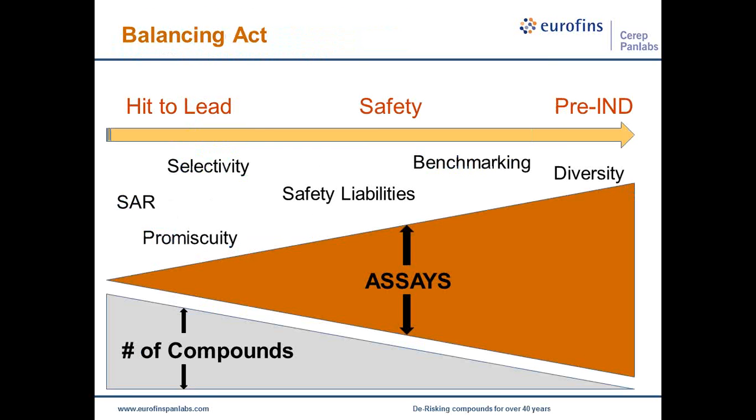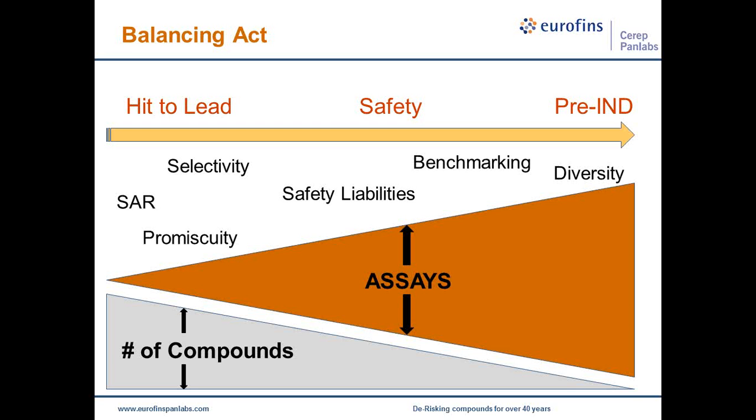So just to bring back the idea of the balancing act and to re-summarize what I've been saying, I created this slide here, which is the timeline going from left to right of hit to lead all the way to pre-IND. I've created two very beautiful wedges here. There's the brown assays wedge and the number of compounds wedge in gray below that. And early on in the process, in the hit to lead process, we often have very small panels of assays, small numbers of assays, and large numbers of compounds.